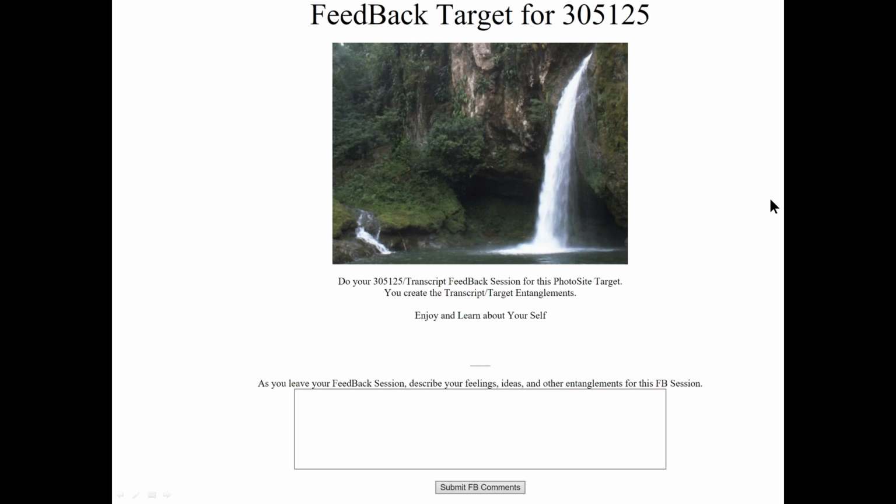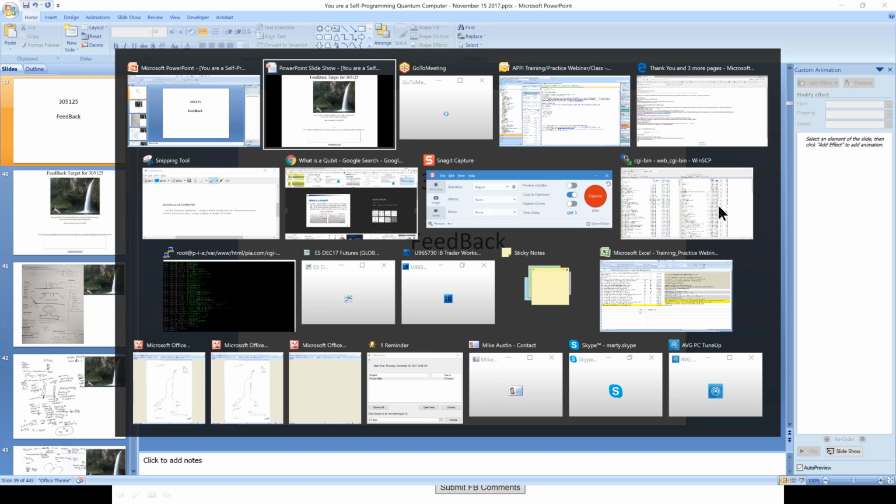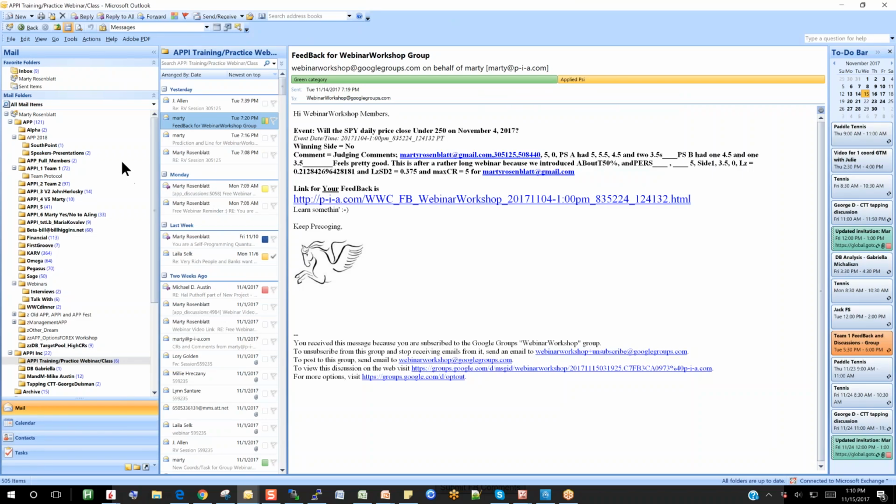305-125. For the newbies, how do you get that? I just showed it to you, but I want to show you how you would get this in the context of at least the winning entanglement protocol, but all the protocols, one way or another, will give you the feedback. We do it, as I said, through email and then links. So an email would come in, and this is after the event is over.